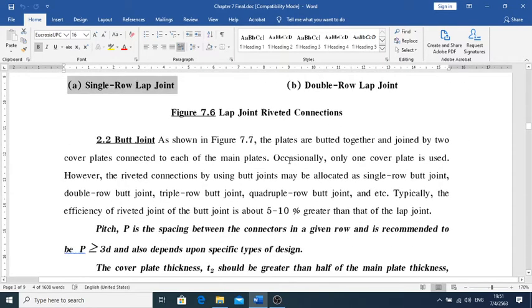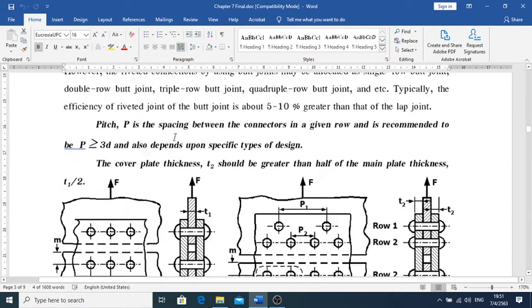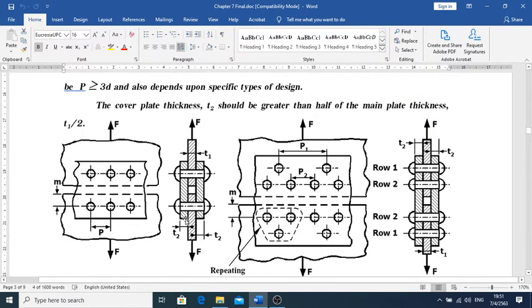Another one is the butt joint. The butt joint means we provide extra pieces, an extra auxiliary plate, subsequently for the cover plate on the top and on the bottom, with the main plate sandwiched inside, things like that.